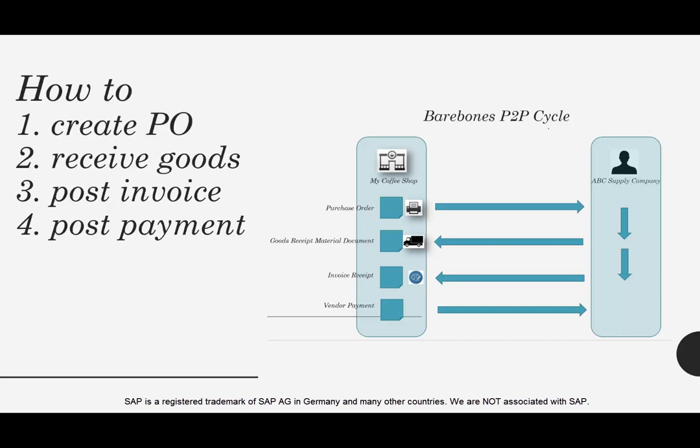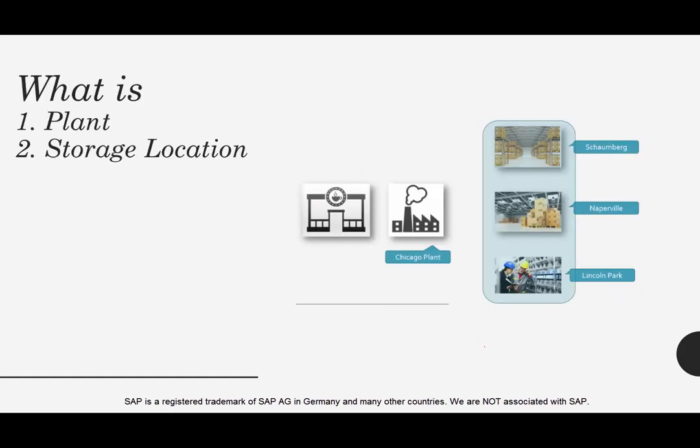We know how to create a PO. We know how to receive goods. The transaction for it is MIGO. Transaction for this is ME21N. We know how to post an invoice. This is my MIGO, this is my MIRO, and this is F-53. We know how to perform each of these transactions.